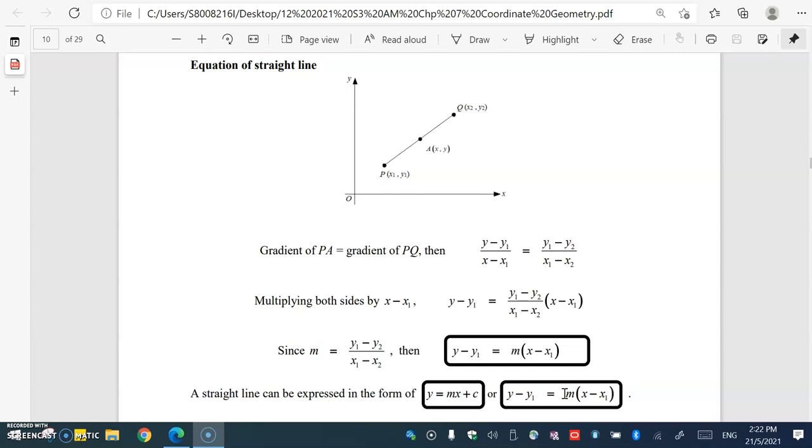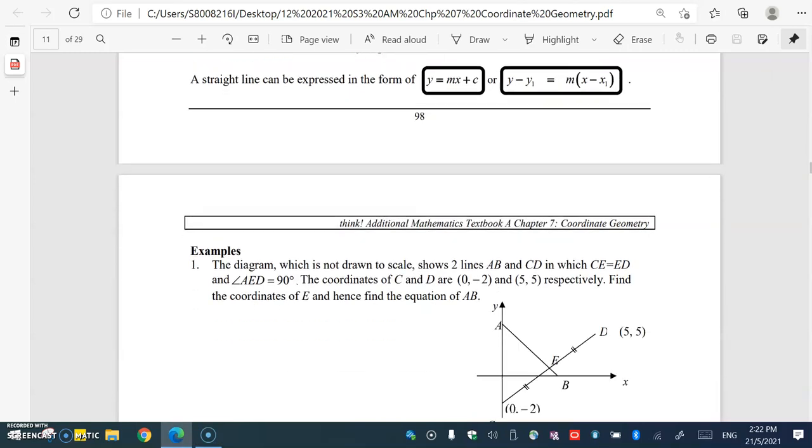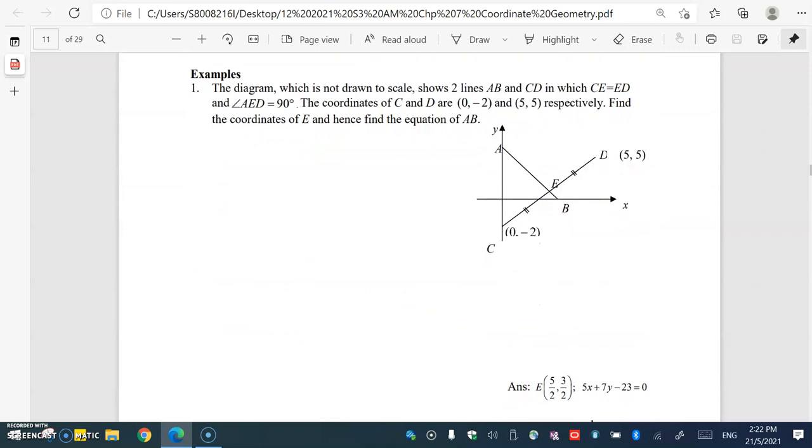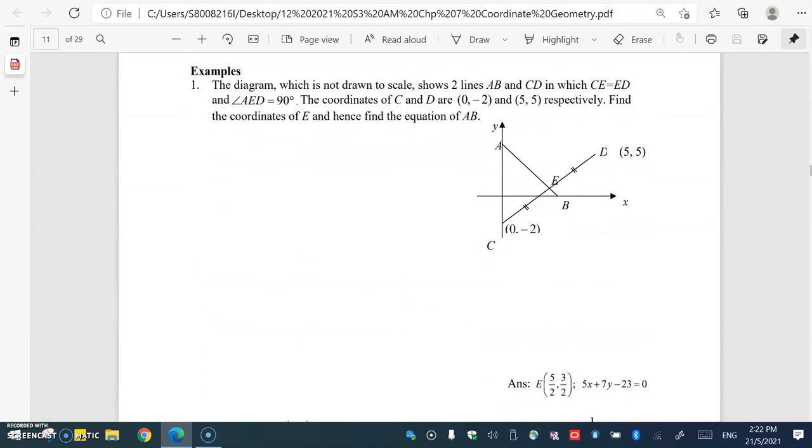Let's now turn to page 99 of your notes. With this first example, the diagram, which is not drawn to scale, shows two lines AB and CD, in which CE is equal to ED. Also given is the angle AED at 90 degrees. So we are saying that this is perpendicular to this. The coordinates of C and D are (0, -2) and (5, 5) respectively, also indicated in the diagram. Find the coordinates of E.